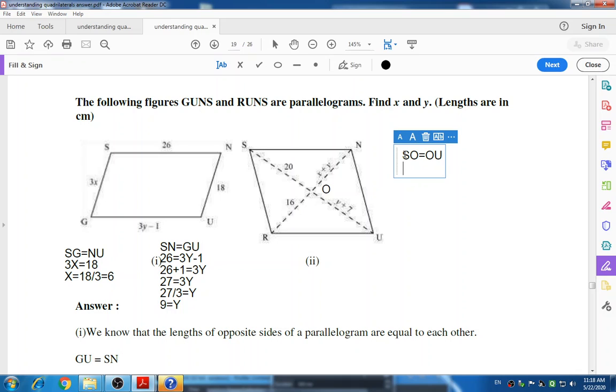So how can we find the value of x? Look at here, RO is equal to ON. So RO is 16, which is equal to ON, that is x plus y. So 16 is equal to, we have to find the value of x, but we know the value of y, that is 13. So 16 minus 13 is equal to x. So we get 3 is equal to x. Like that we can find the value of x and y.